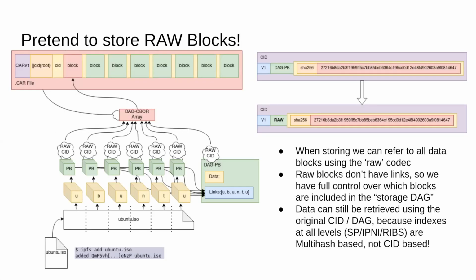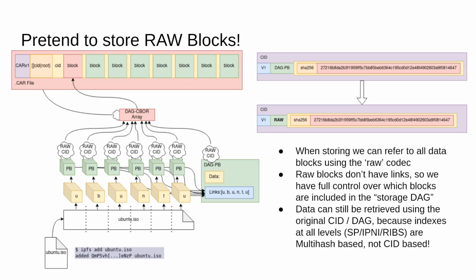So apparently all the indexes at all layers really only care about multihashes, not CIDs. And there is this one very special IPLD codec that is called raw, and basically just raw bytes. The raw blocks cannot have links. So what if we just pretend that all the blocks that we're storing are raw and just build some very light DAG on top of those raw blocks that we're storing that are not really raw?